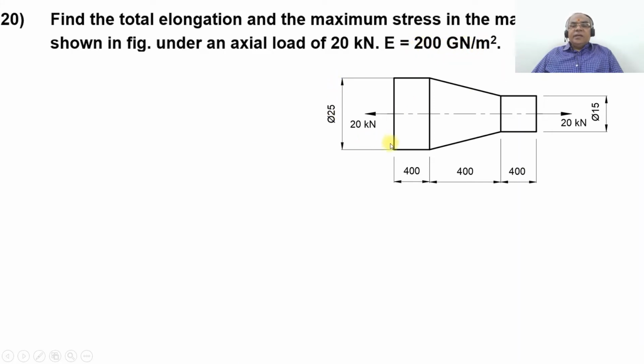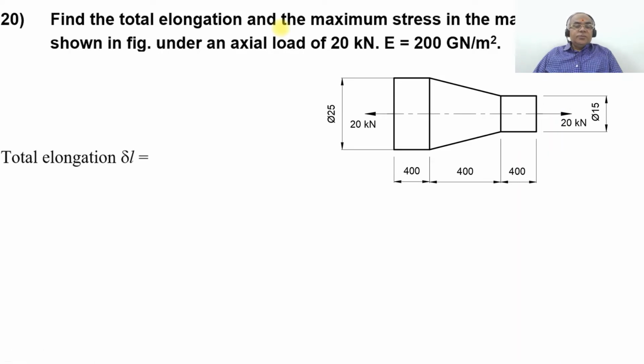Here you can see there is a bar of 25 mm diameter and a length of 400, then a tapered bar reducing from 25 to 15 over a length of 400. Then you have a solid bar of diameter 15 and 400 mm length, with the same axial pull of 20 kilonewton. So he says find the total elongation of the bar.